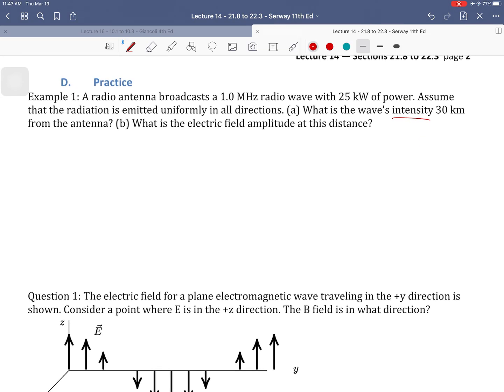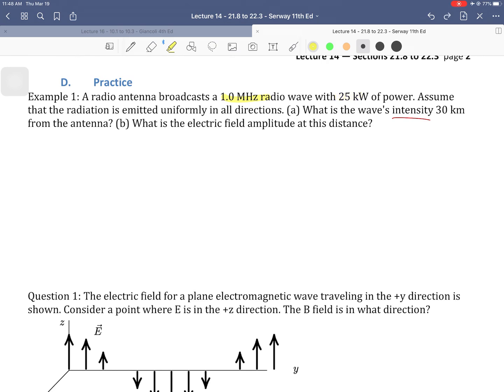Okay, so in our first example, we have a radio antenna that broadcasts a 1 megahertz radio wave with 25 kilowatts of power. Assume that the radiation is emitted uniformly in all directions. So that's going to be key for our spherical expression of intensity.